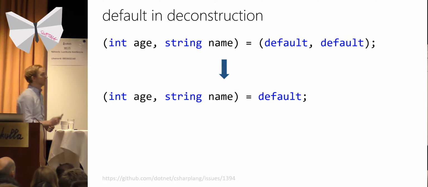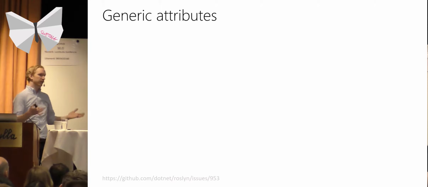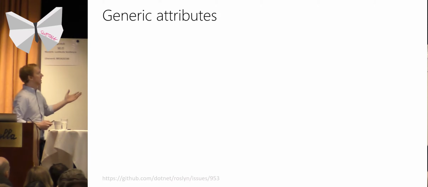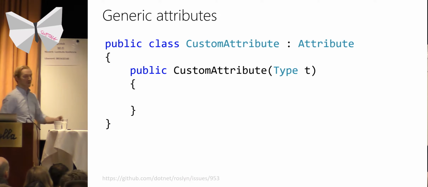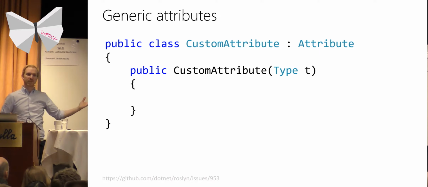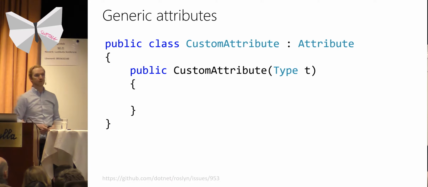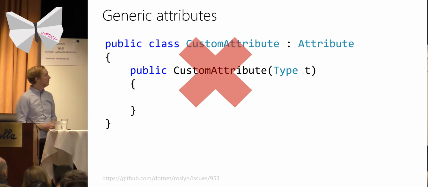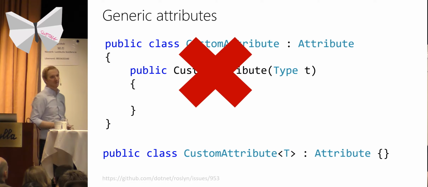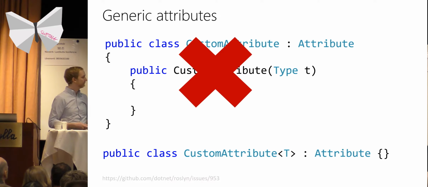Now, something that I will use is something called generic attributes. If you've ever created your own attributes for anything, be it in ASP.NET or in whatever application you work with, you've kind of been baffled by the fact that you can't do generic attributes. So we had to do something like this, where you have your custom attribute, the constructor takes a type parameter, and then you do a lot of nasty things to figure out the type and so forth, right? No more of that. Now we can actually do generic attributes. So it'll cut down a little bit of code. It'll make it easier for us to work in a more type-safe manner.